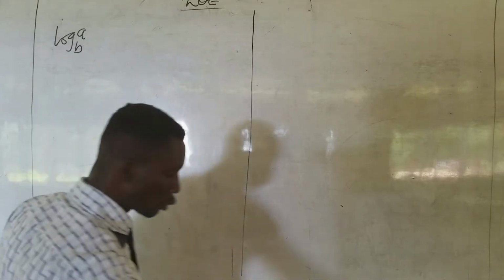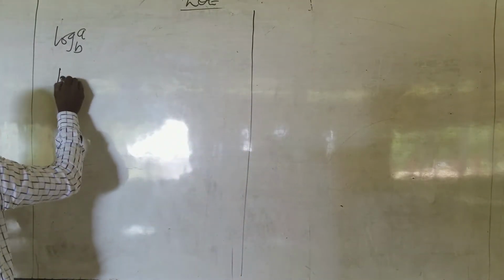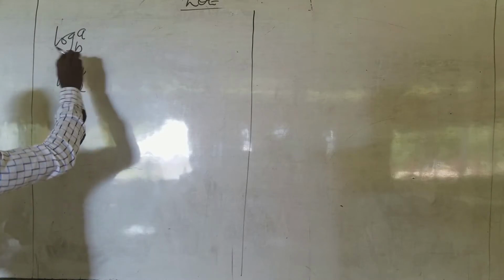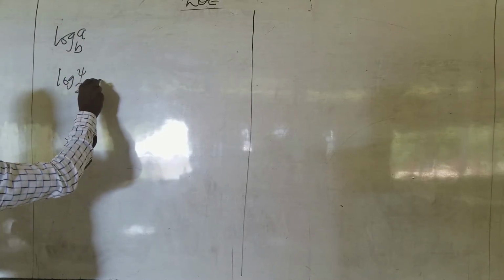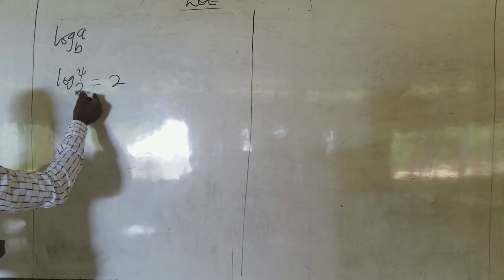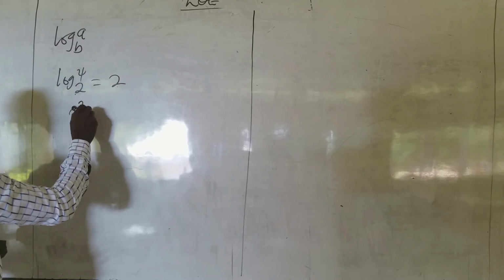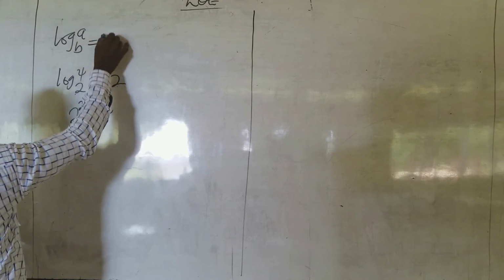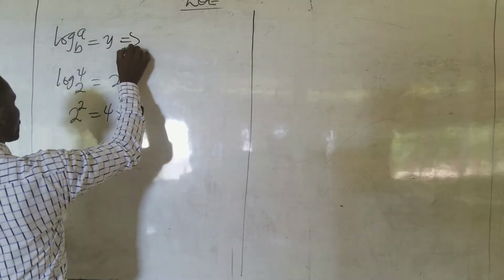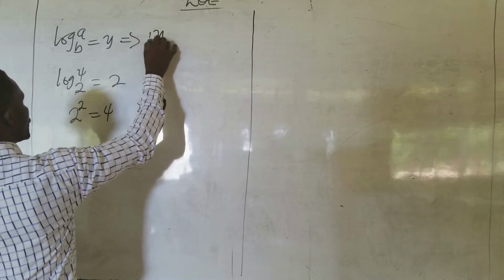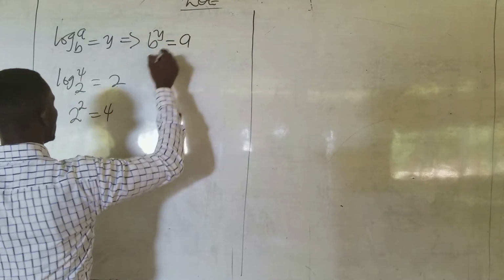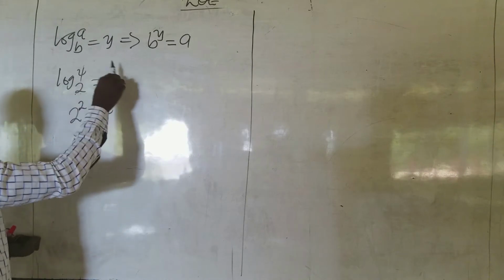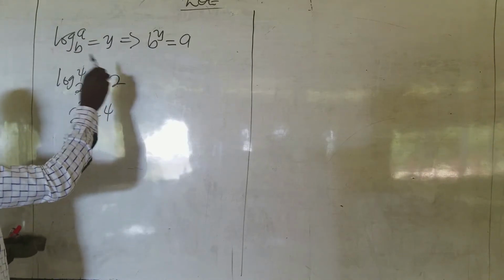For example, if you have log 4 base 2, it means what power will 2 be raised to give you 4? That becomes our answer. So the answer is 2. It means 2 to the power 2 is equal to 4. So if this is equal to y, it implies b to the power y is equal to a, because log 4 base 2 is equal to 2. Why? Because 2 raised to the power 2 is equal to 4. 2 therefore is our answer.